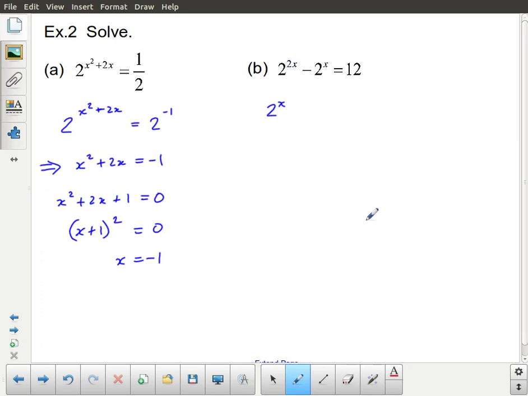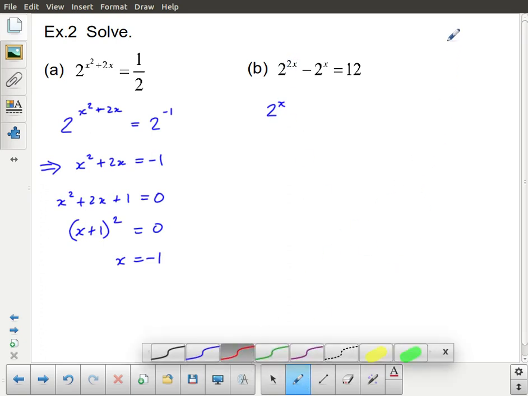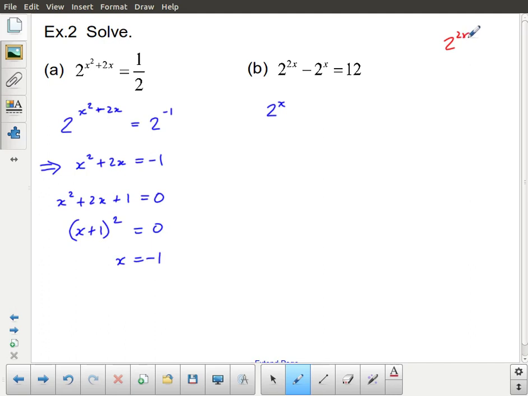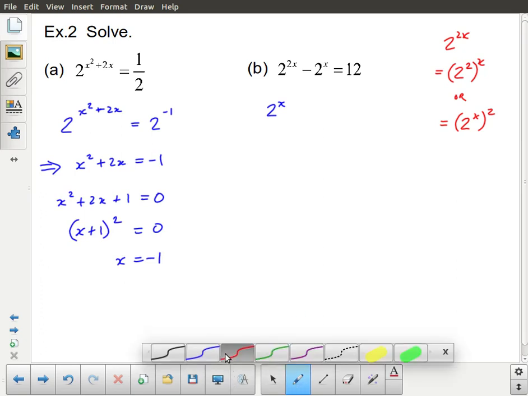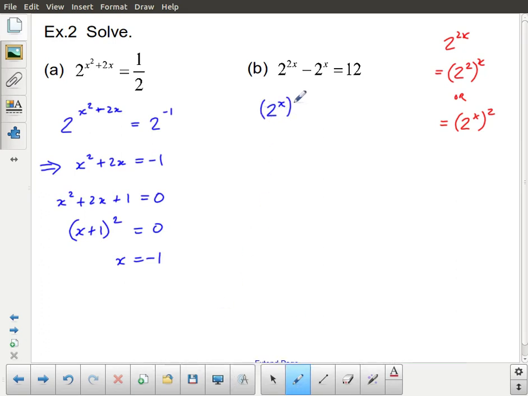So this is 2 to the 2x. Let me write something over here in the rough. 2 to the 2x. We could rewrite that as 2 squared all to the x, because 2x is the same as 2 times x. Or we could also write that as 2 to the x all squared. And it turns out that it's the second form that is going to be useful to us. So 2 to the x all squared minus 2 to the x is equal to 12.